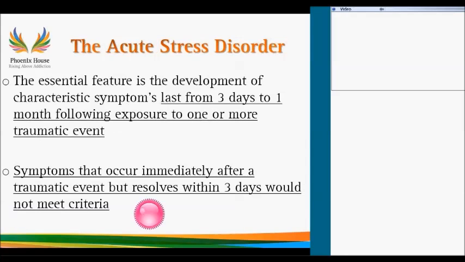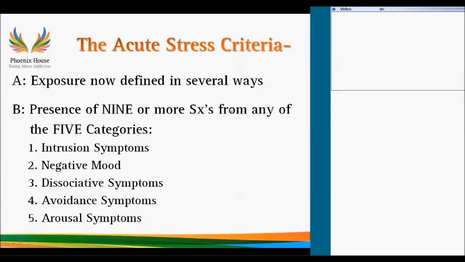The acute stress, there is an increase in the days, and it's 9 or more symptoms of 5 categories. Whereas with PTSD, you have to have 1, 1, 2, 2, 1. Here, it's just a minimum of 9 from any of these categories, and it's done in less than 30 days.